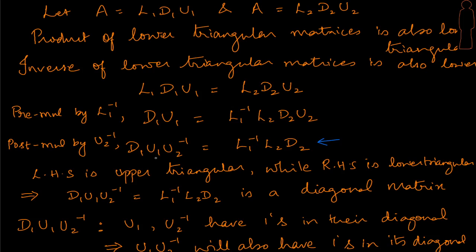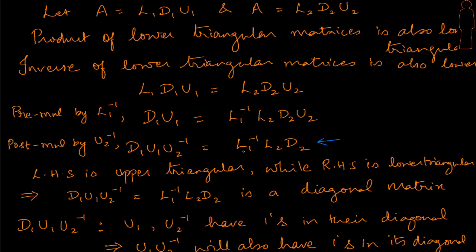U1 and U2 inverse we know have to be upper triangular, and why? Because U2 is upper triangular, its inverse must be upper triangular. U1 U2 inverse, this product will be upper triangular, and we have an upper triangular matrix times a diagonal matrix on the left hand side, which will effectively only make it upper triangular. It can never become lower triangular.